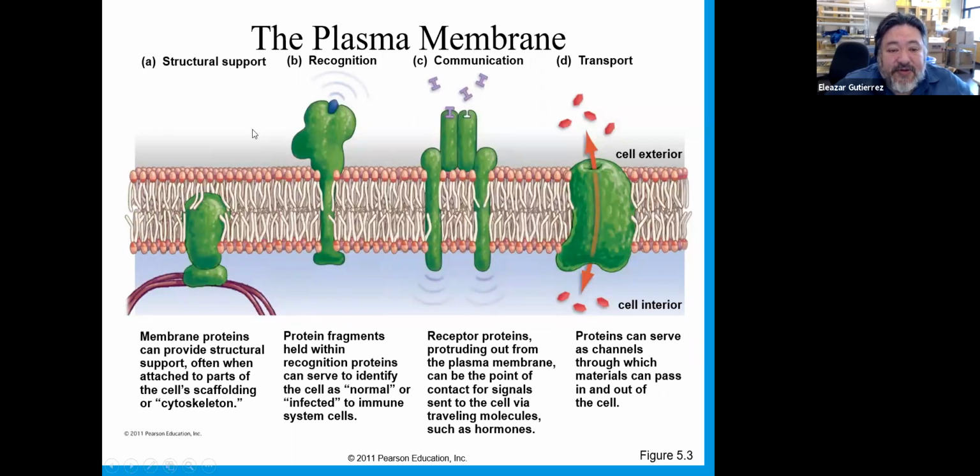They can serve as structural proteins. Remember, here's our cytoskeleton. Structural means structure. It maintains the cellular structure. It either holds the cell in a certain shape or it holds organelles within the cell in a particular place. That's structural support. So membrane proteins can provide structural support, often when attached to parts of the cell scaffolding or cytoskeleton. And again, remember, if it's part of the cell cytoskeleton, that's intermediate filaments.